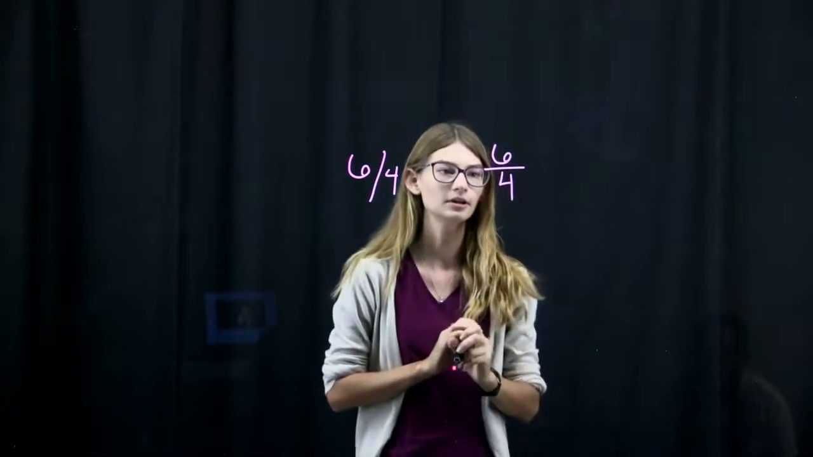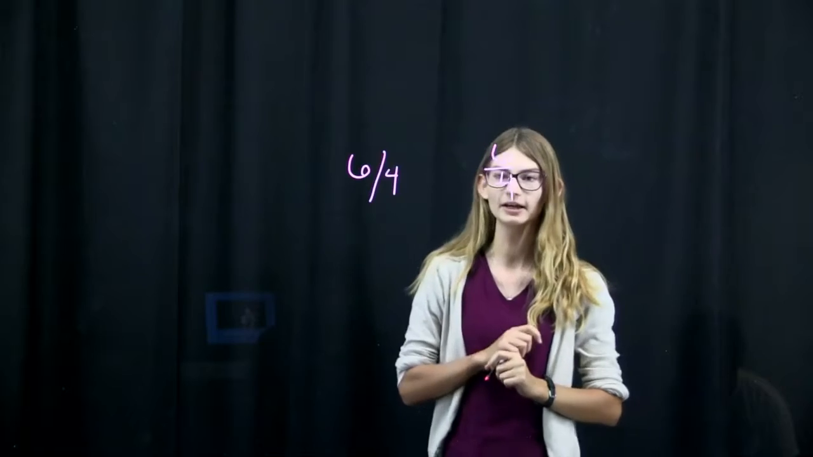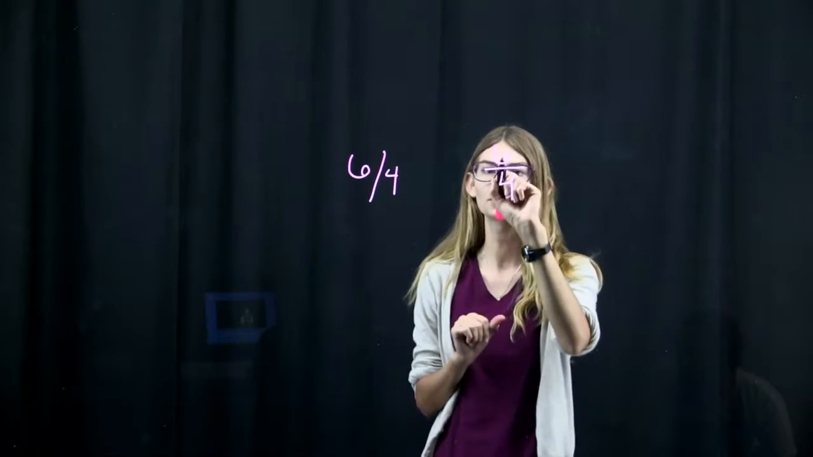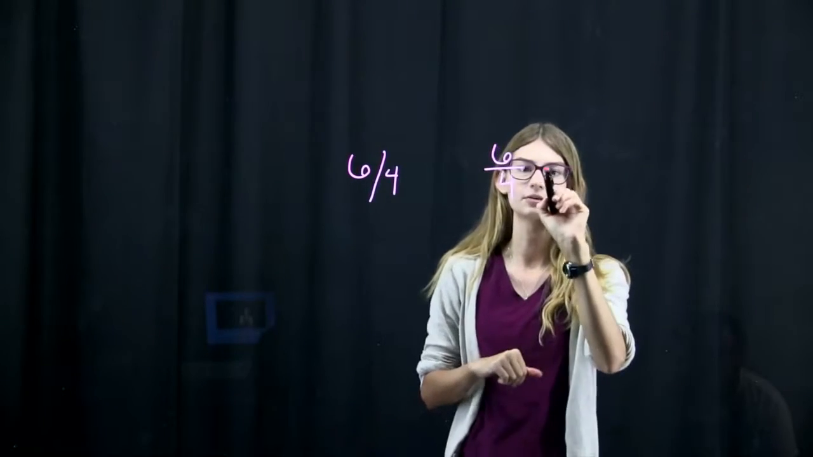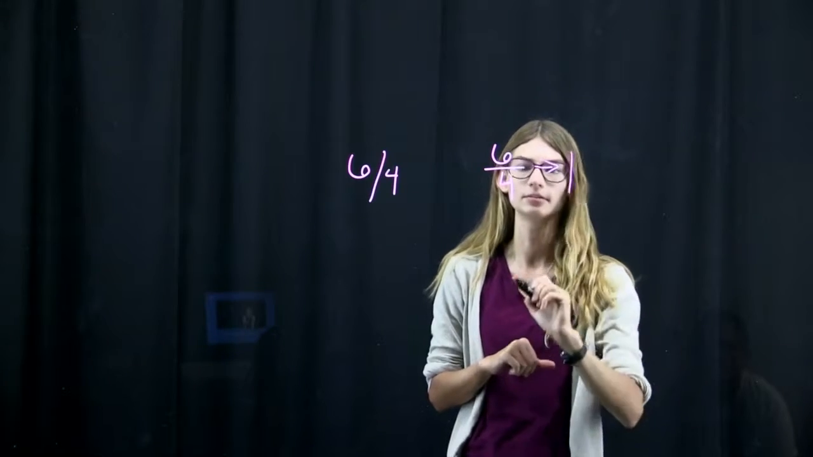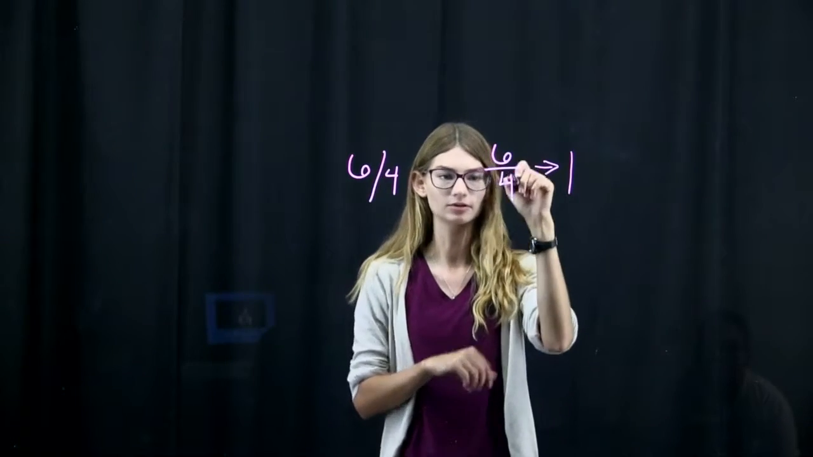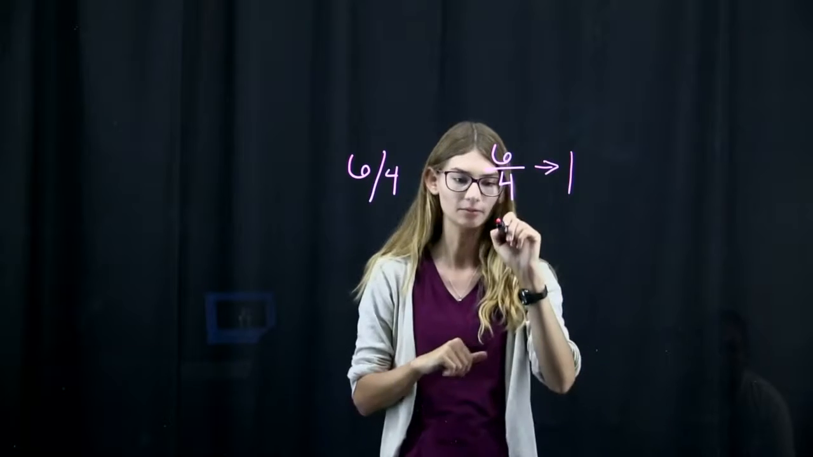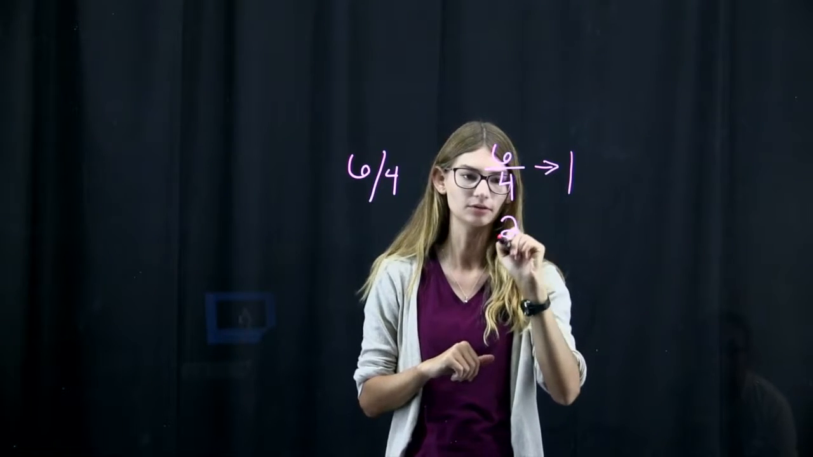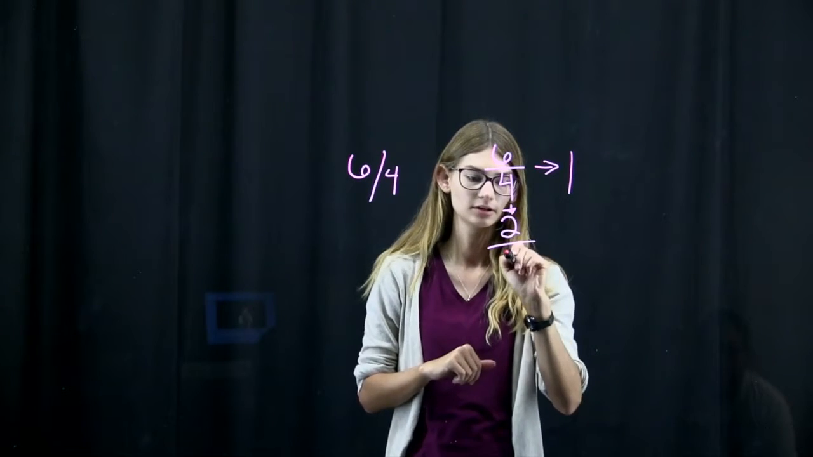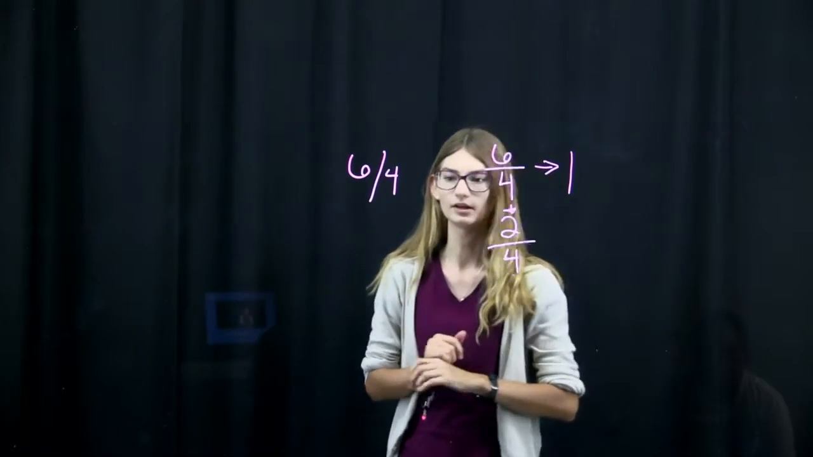6/4. And we know that this line means divide. So how many times can 4 go into 6? So that's going to be 1 time. And then, since we took 4 in that 1 time already, you're left with 2, turning around, fourths, and that's the first step.